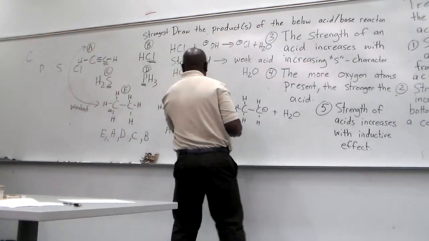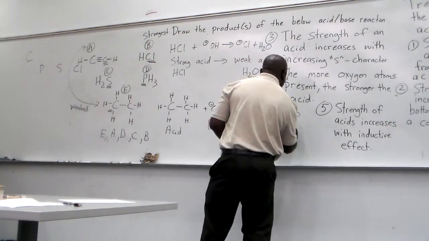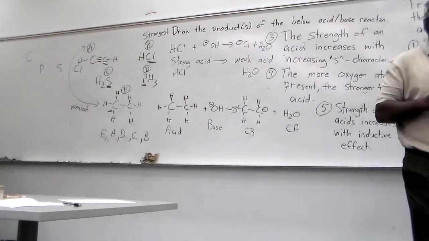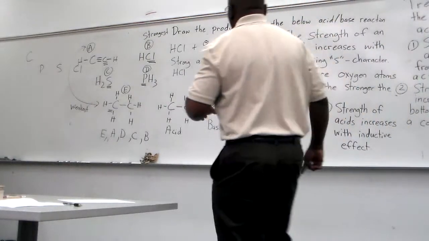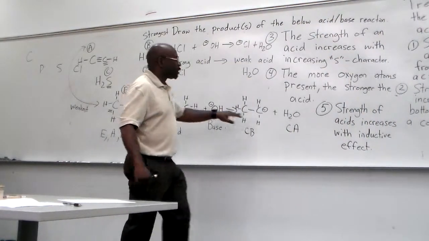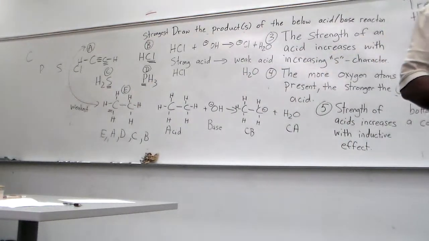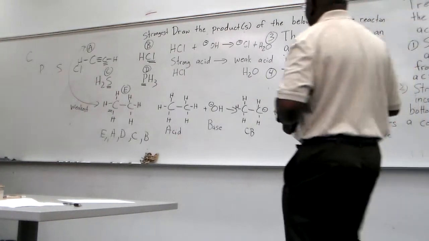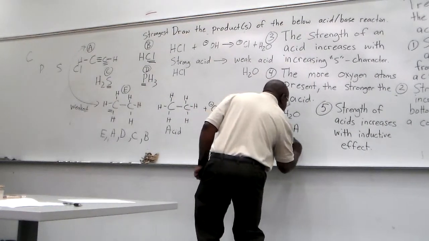When an acid loses a hydrogen, it becomes a conjugate base, and when a base gains a hydrogen, it becomes a conjugate acid. So to see if the reaction occurs, we're going to compare acid versus acid. We're going to look at CH versus OH. Which one is the stronger acid? OH. This will be strong. This will be weak.